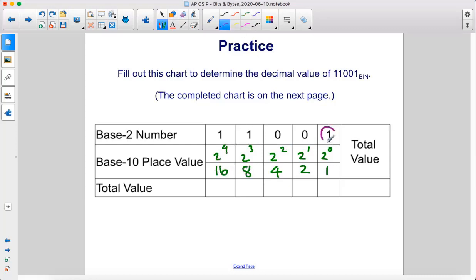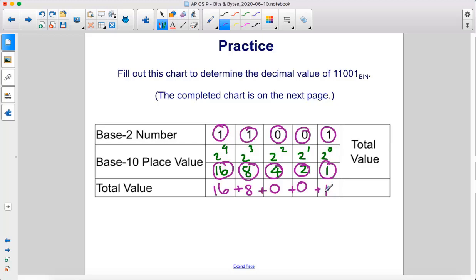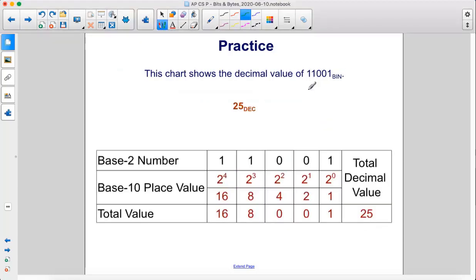Then we multiply this number by this number. 1 times 1 gives us 1. 0 times 2 gives us 0. 0 times 4 gives us 0. 1 times 8 gives us 8. And 1 times 16 gives us 16. Finally, we add all of these numbers together. 16 plus 8 plus 1 gives us an answer of 25. 11001 in binary is equivalent to 25 in the decimal number system.